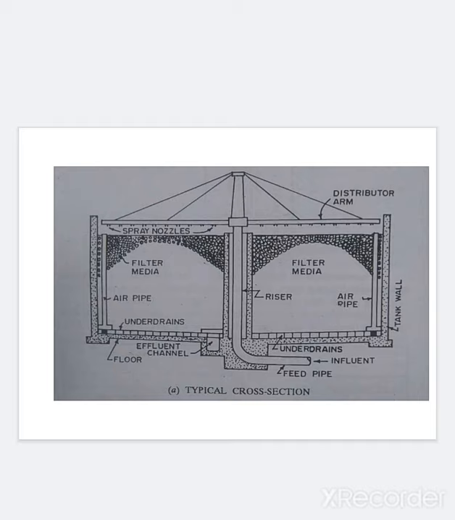Here the water through the distributor arm gets rotated in a clockwise direction. That is mentioned as the spray nozzles. Through that nozzle the water gets sprayed out in the tank onto the filter media in a parabolic shape. The water gets filtered through that filter media, and gets collected in the bottom side of the tank. There's also an air pipe for ventilation and the underdrainage system. Through the underdrains, the treated water is collected out through the effluent channel.